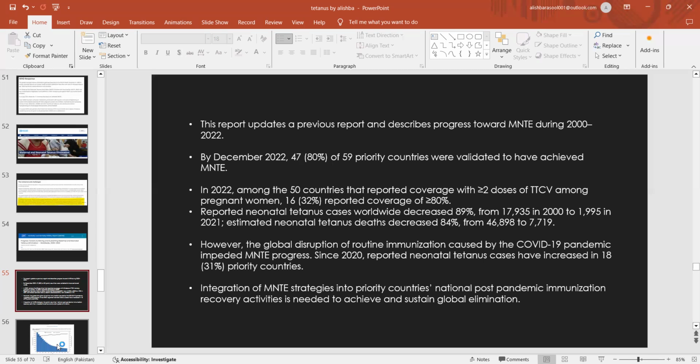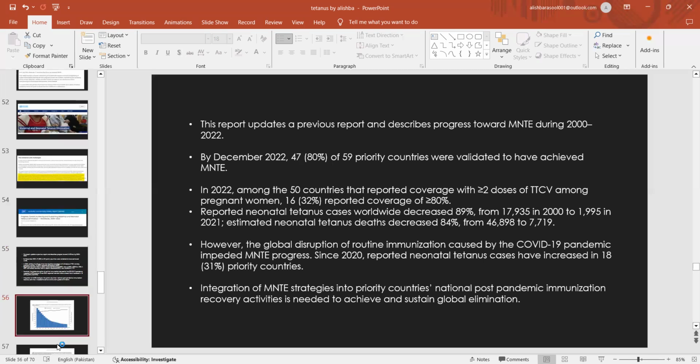However, the global disruption of routine immunization caused by the COVID-19 pandemic impeded MNTE progress. Since 2020, reported neonatal tetanus cases have increased in 18 priority countries. Integration of the MNTE strategies into priority countries' national post-pandemic immunization recovery activities is needed to achieve and sustain global elimination.